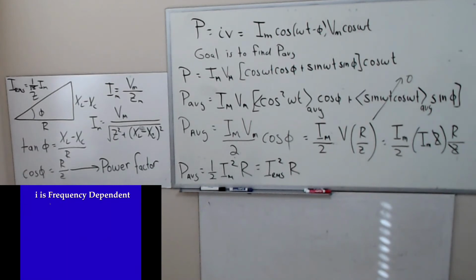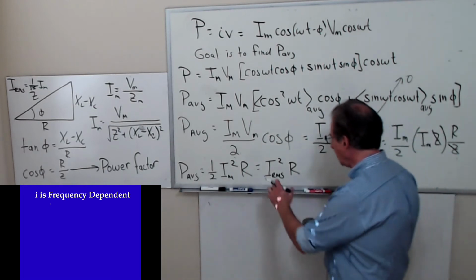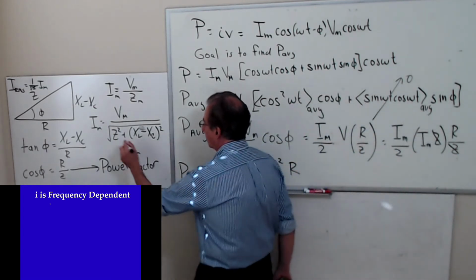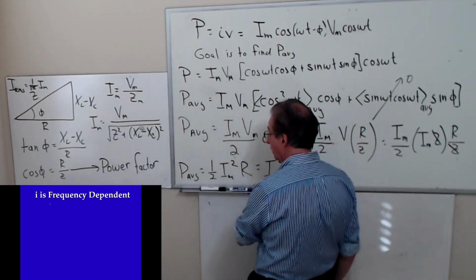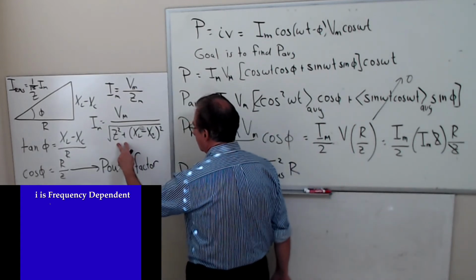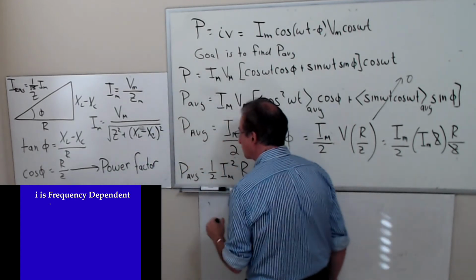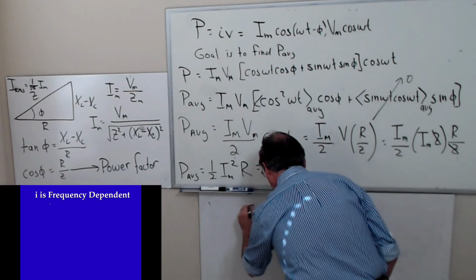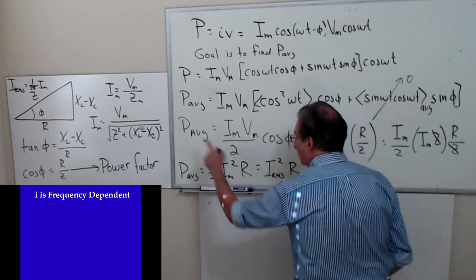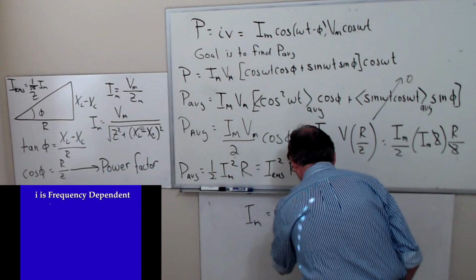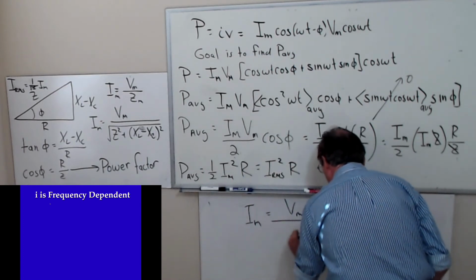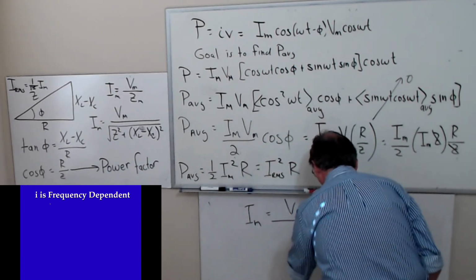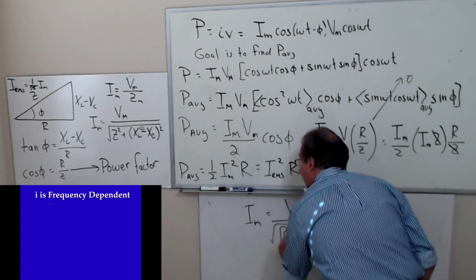Now, let's take a look at the current again. I'll come back to this in a minute. Our current, this here, is given by this expression. And if I wanted to write this more explicitly, the I sub m in this expression or over there is V sub m over the square root of R squared... Oh, that's an R.